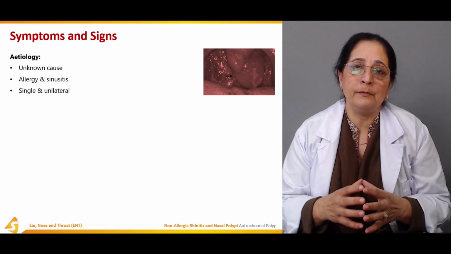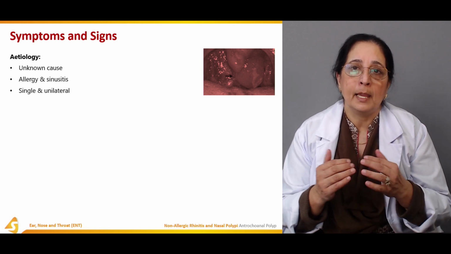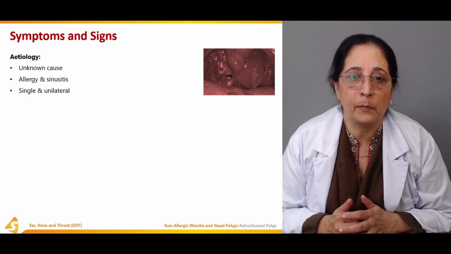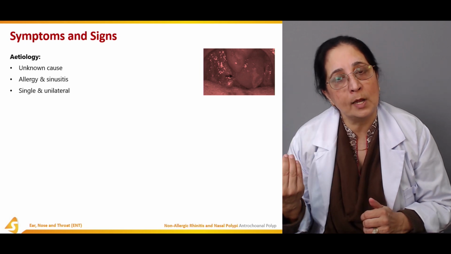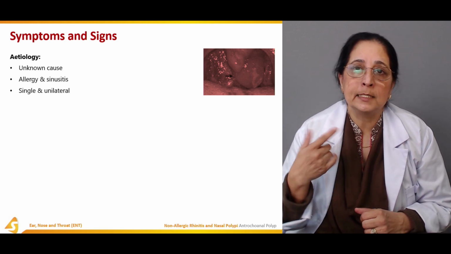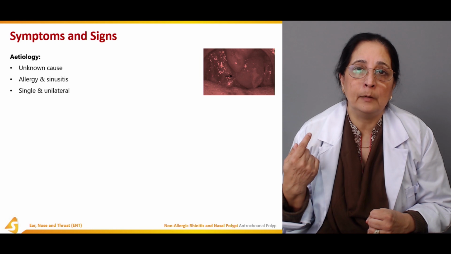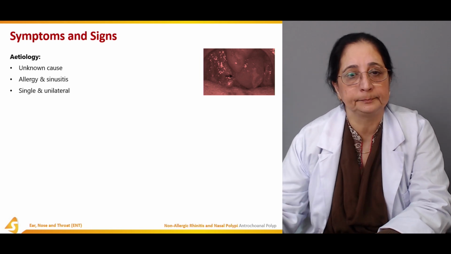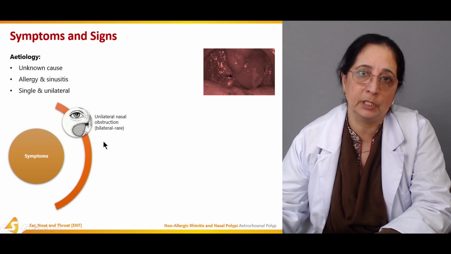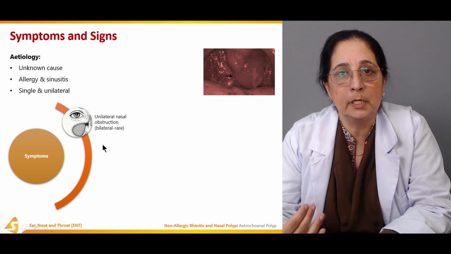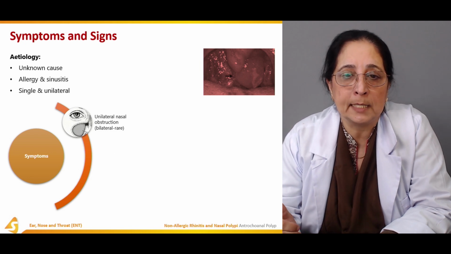It is single and unilateral. That's another very common difference between ethmoidal polyps and the antrochoanal polyp: antrochoanal polyp is single and only on one side, it's unilateral, as compared to ethmoidal polyps, which were multiple and bilateral on both sides. Symptoms are unilateral nasal obstruction. Bilateral is rare because they are present on one side, so the obstruction is caused on the one side.